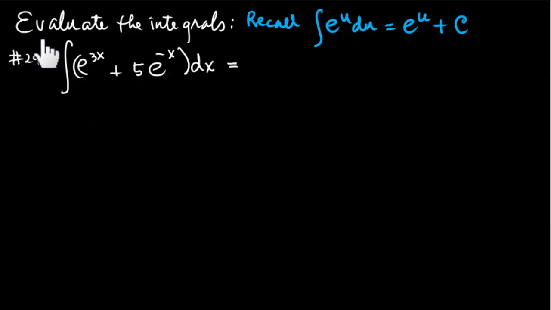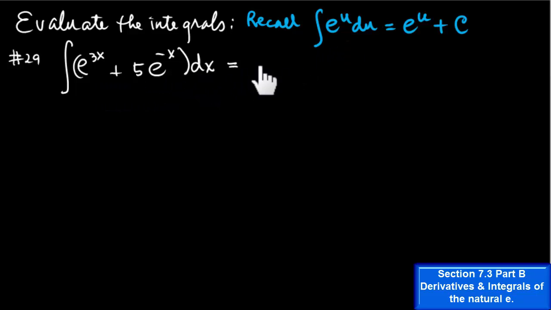Now since we've finished all the derivatives, it's time to evaluate integrals. Now recall the integral or antiderivative of e to the u du is just e to the u plus a constant. So our goal in the next few problems is to find u's and du's so that we can apply this definition of the integral of e to the u du.